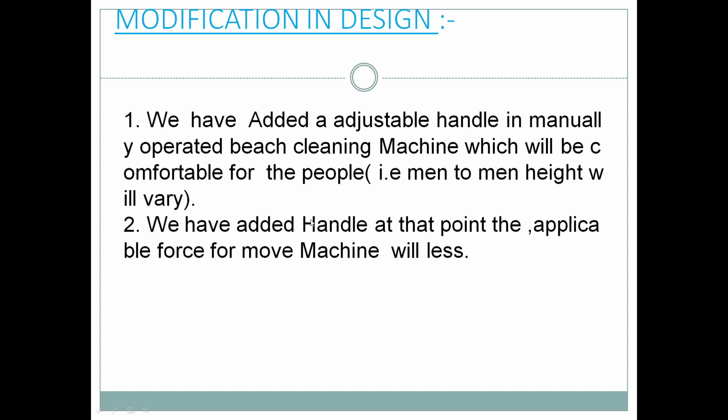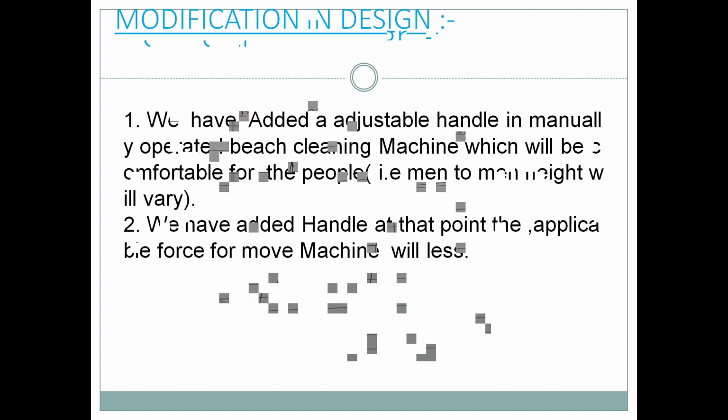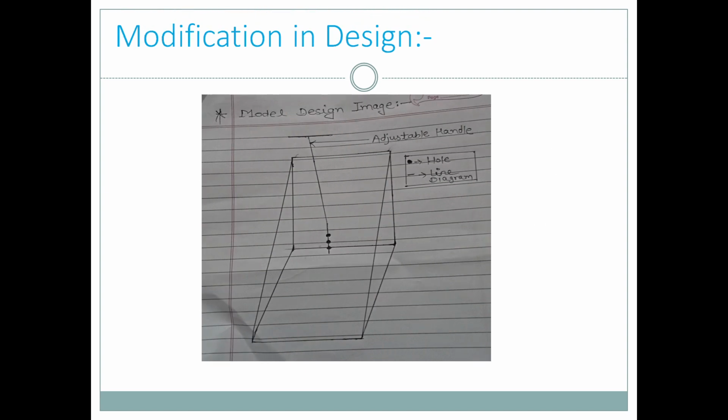My second modification in this project is that we have added the adjustable handle at the point where we apply less force to move the machine, because you know that to move the machine we need more force. We adjusted the handle at that point where we have to apply minimum force. And now this is the figure of the modification of design.